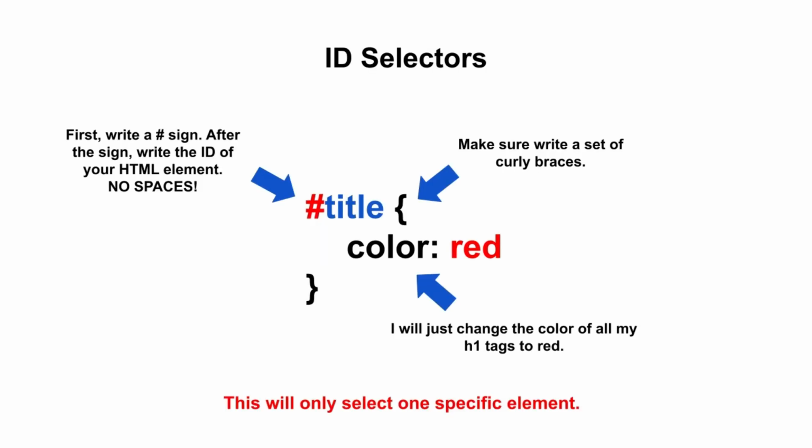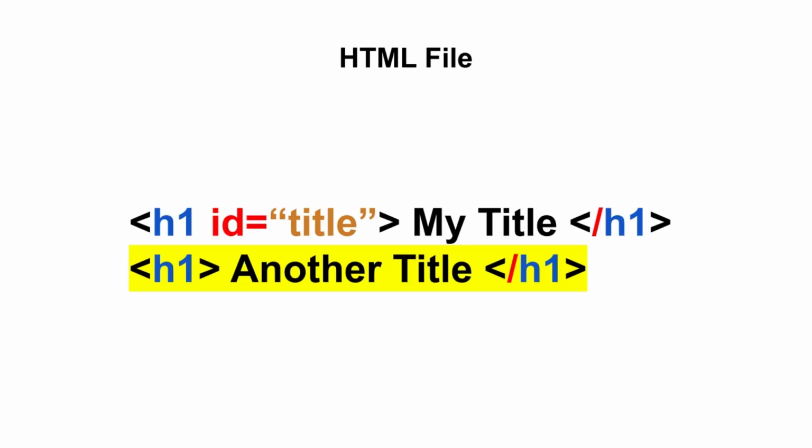Back to our CSS file, we will start by writing a hashtag symbol. This will tell the computer that we are selecting an element by its ID. We need this because the default selector without any symbols is the tag selector. Make sure not to include any spaces. After the hashtag symbol, write the ID of your element. Then, write a set of curly braces and write your code inside it. Boom, you're done. Remember, this will only select one unique element, so any other h1 elements will not be affected.